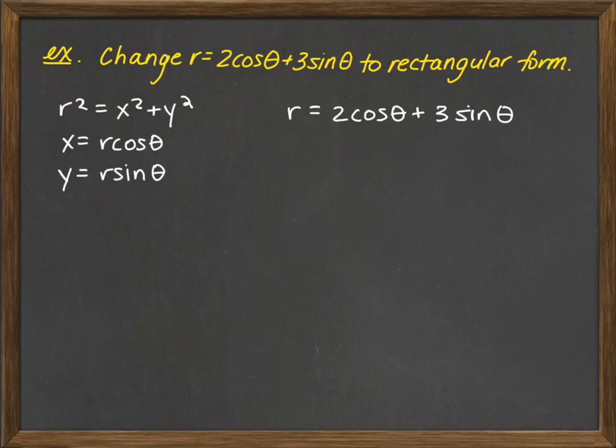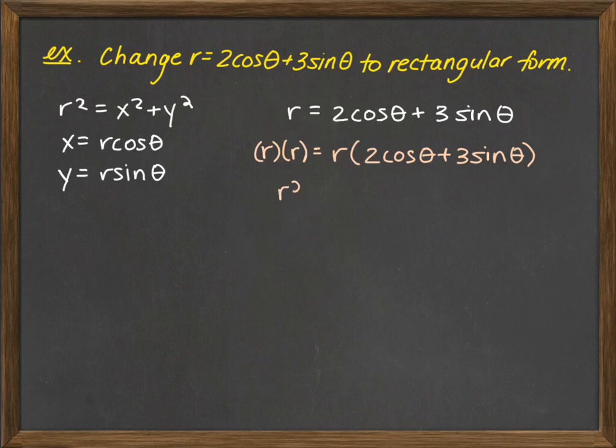We don't have an r squared. We don't have an r cosine theta or r sine theta. So once again, we're going to use this trick of multiplying by r to allow us to use some substitutions. So we've got r times r on this side of the equation and r times this whole right side of the equation. I'll write out what just the multiplication looks like, and then I'll actually do it. So now this is going to simplify to r squared equals, and we're going to distribute to both terms, and we get 2r cosine of theta plus 3r sine of theta.